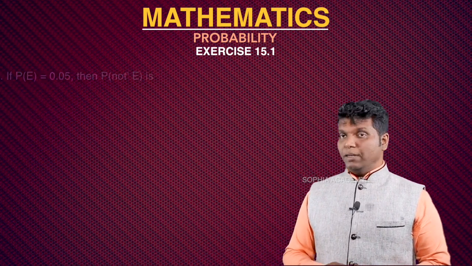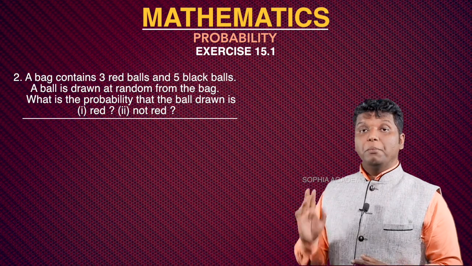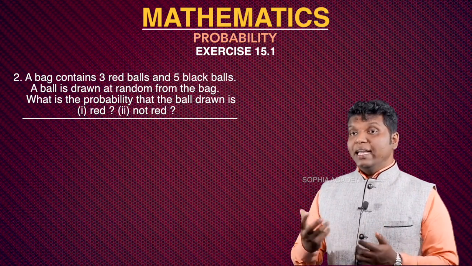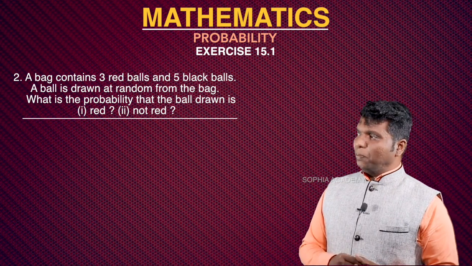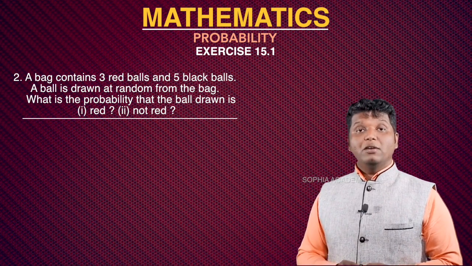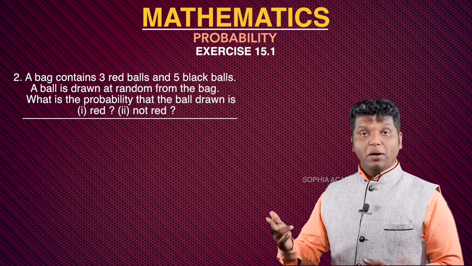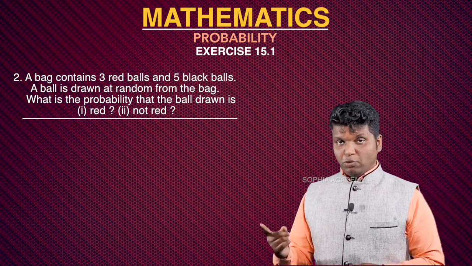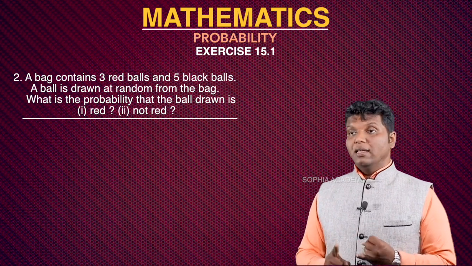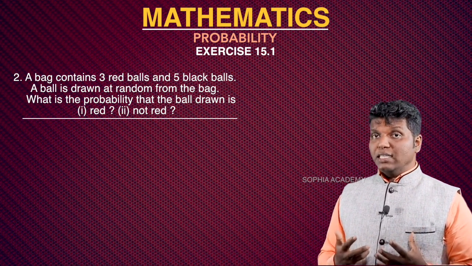Okay, next question. A bag contains 3 red balls and 5 black balls, and a ball is drawn from this bag randomly. What is the probability that the ball drawn is a red ball, and what is the probability that the ball drawn is not red? So first of all, you have to find the probability that it is a red ball. Then you have to find that it is not red. So now one by one, you have to mention what is given.